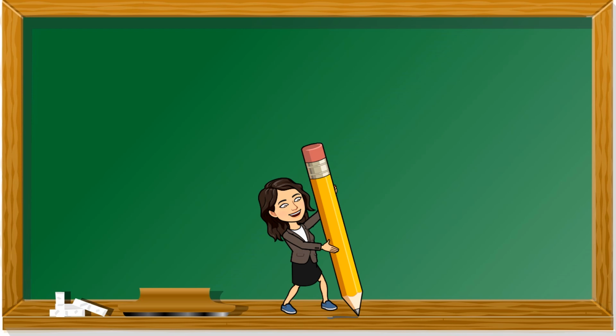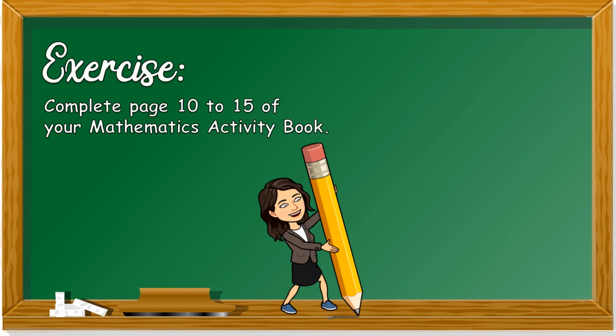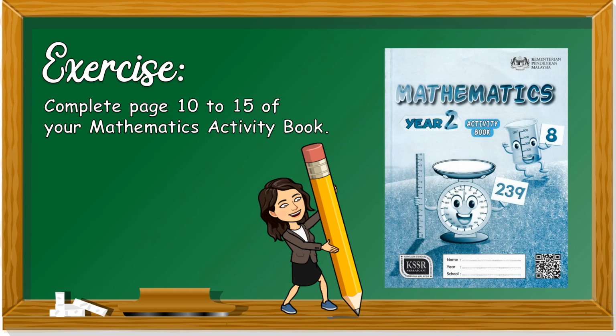Today we have learned partition, compare, and arrange numbers. Before we go, make sure to do your exercise at pages 10, 11, 12, 13, 14, which is page 10 to 15 of your mathematics activity book.